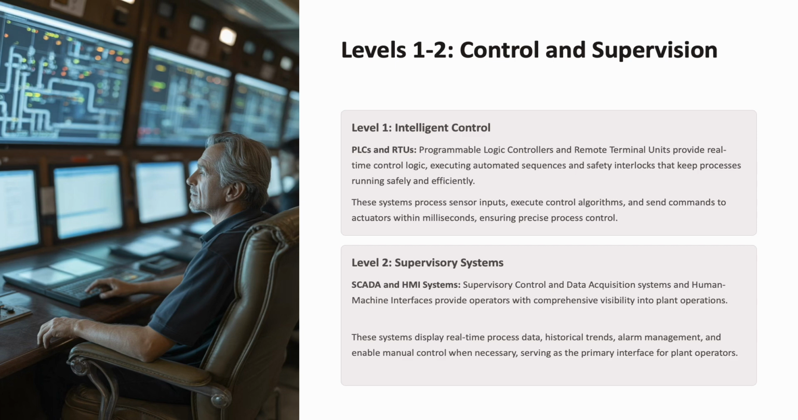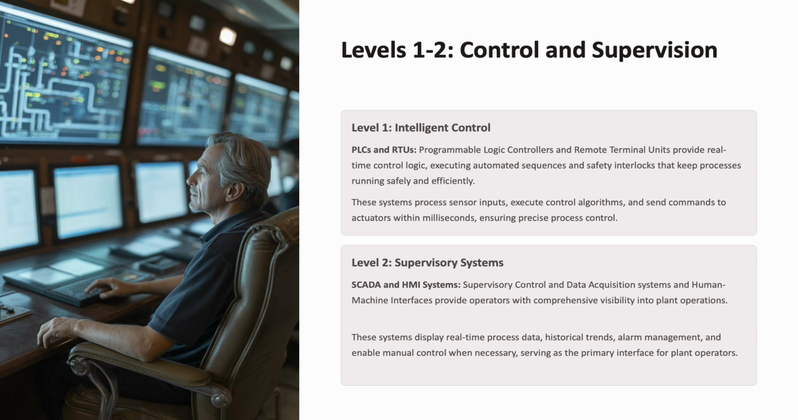Level 2 is supervisory systems. This is where systems like the SCADA, supervisory control and data acquisition, and HMI, human machine interface, come into play. These tools let plant operators monitor and control entire production processes with ease. Through SCADA and HMI, operators gain real time visibility into what's happening on the plant floor. They can review historical data, respond to alarms, and even intervene manually if a process needs adjustment. Think of this as the mission control for plant operation, providing comprehensive oversight and ensuring everything stays on track.